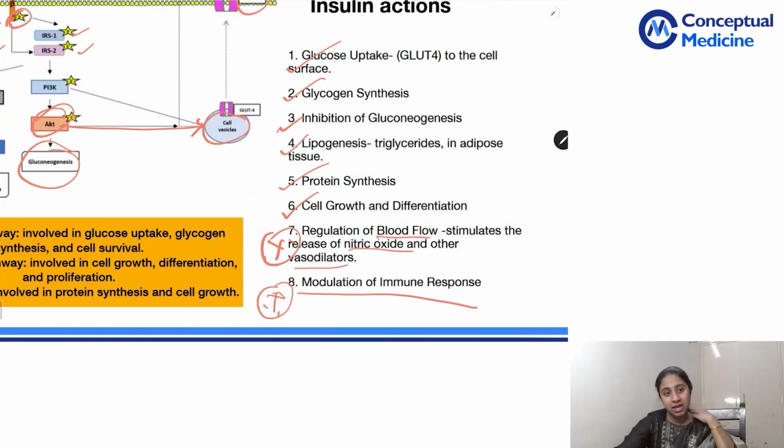Have you ever heard that in DKA, even before giving insulin, you have to replenish the patient with adequate hydration? Once you give insulin, it is going to activate your nitric oxide and increase the blood flow, and thereby rapid hypotension will happen if you do not hydrate the patient and give insulin alone. Okay, that is the main reason, because insulin has a direct stimulatory effect on nitric oxide release. So these are all the functions of insulin.